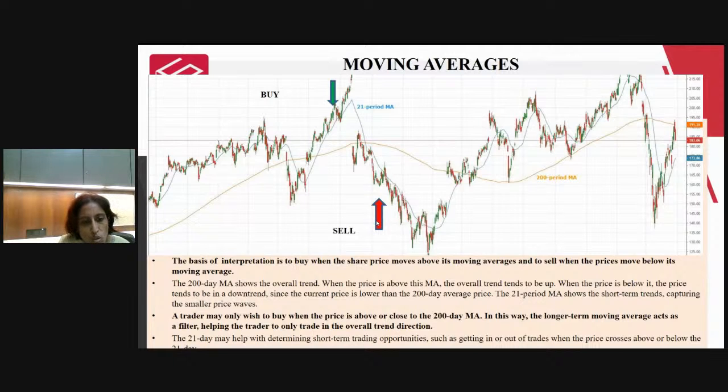A trader may wish to buy when the price is above or close to the 200-day moving average. In this way, the longer term moving average acts as a filter, helping the trader to only trade in the overall trend direction. So buy when the share prices are over and above the moving averages, and sell when the share prices are below the moving averages.